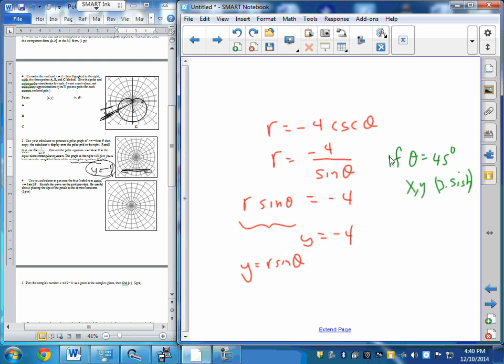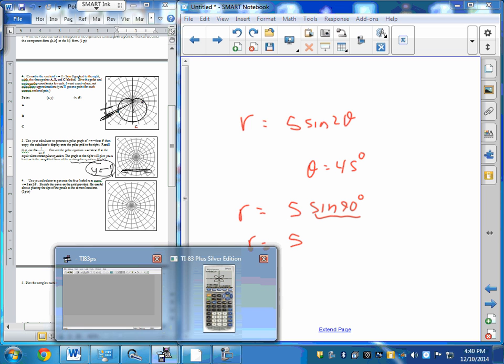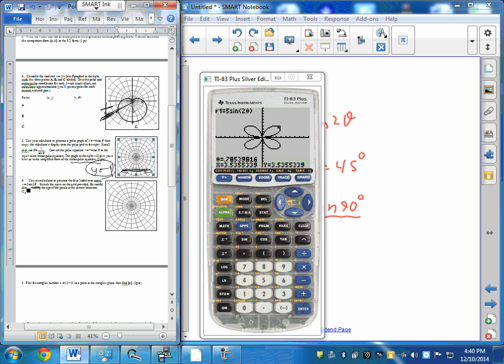So you might want to suspect that there's, let me pull up a new screen here. We get r is 5 sine 2 theta. So theta is 45 degrees. R is going to be 5 times the sine of 90 degrees. And we know the sine of 90 degrees is 1, so r is 5. So sure enough, this point, all the way at the end here, is at ring 5. The 5 in the equation sort of leads us to that.